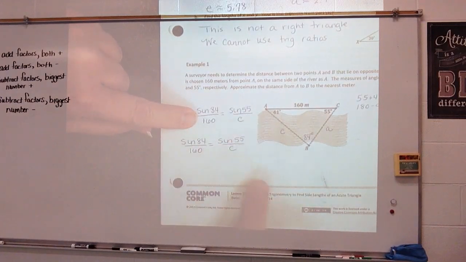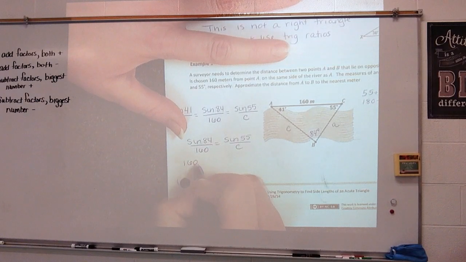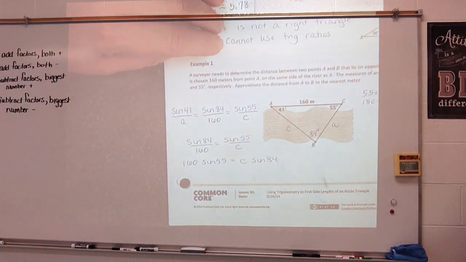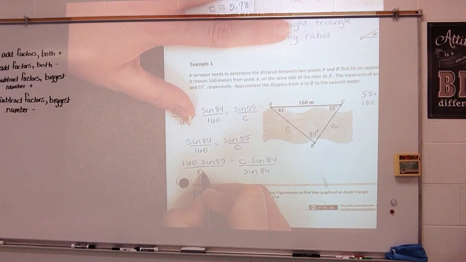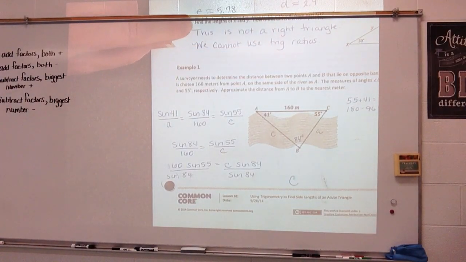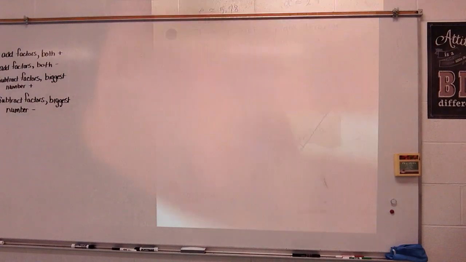So I would cross multiply since it's a ratio. Alright, so I have 160 sine of 55 is equal to C sine of 84. How do I solve for C? Because that's what I'm trying to find. I'm going to divide by the sine of 84. Alright, so then I get C. Am I going to have an exact answer? I don't know. We'll have to see.